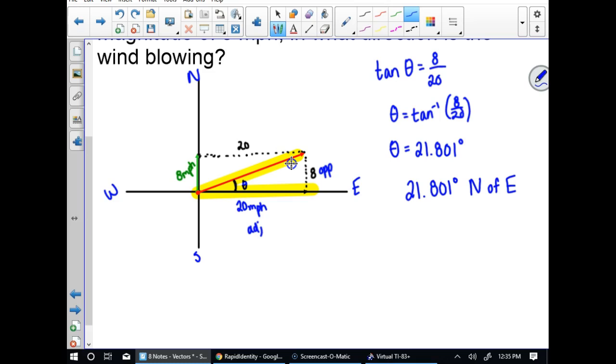Here's the other trick on these problems. Sometimes these are multiple choice. Sometimes that answer choice is not there. If this is 21.801, now I just chose to find this angle. I could have found this angle right here. I could have used that other triangle. So if I had done that, if I do 90 minus the answer that I just found, this angle right here is 68.199 degrees.